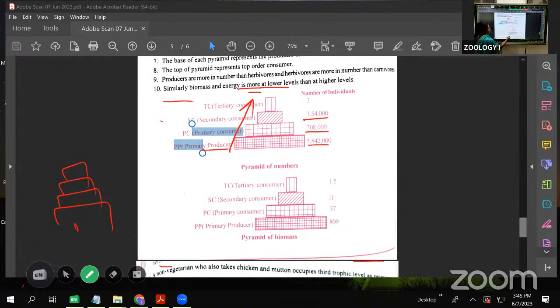Next is the second, the biomass. Here the biomass is 809, and it comes down to 37, 11, 1.5 in the upper levels. This one is also upright only. The energy is different. If the energy is different, I will show that one.